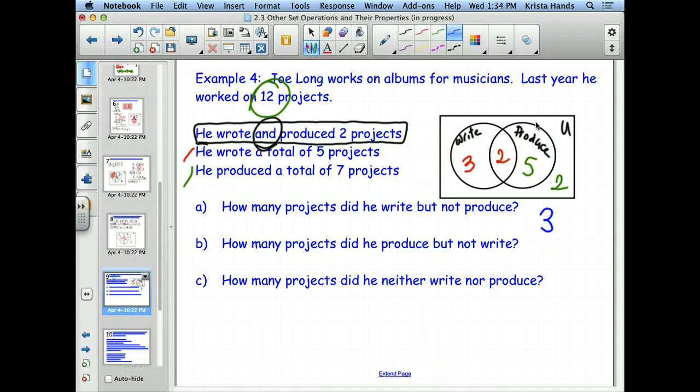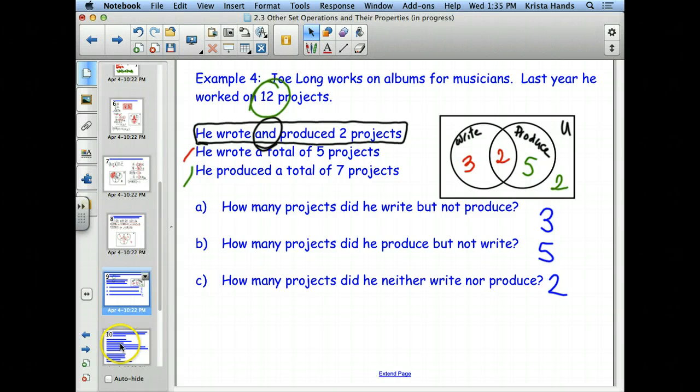How many did he produce but not write? 5. And how many did he neither write nor produce? 2. The questions are generally very easy to work and to find after you've done the diagram. The diagram is the part where it's difficult. All good?